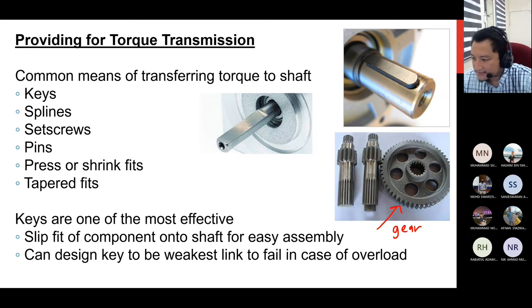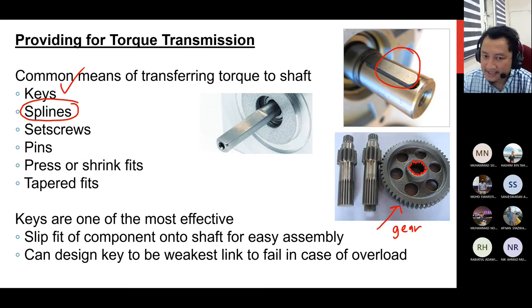So gear dengan shaft, kadang-kadang something like this, you can use some sort of, ini namanya spline. Gigi-gigi macam ni. Dia macam geared teeth lah. So ini nak transfer power senang lah. Keyway macam ni lah. Ni key. So this key is put inside there. Pins also, you've got press fit. Sometimes you've got tapered fit. So keys are one of the most effective lah.